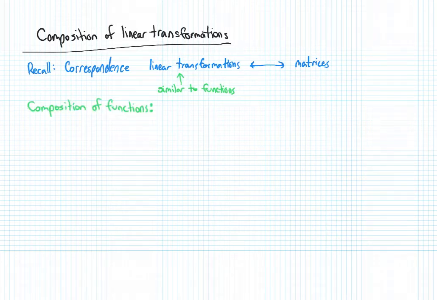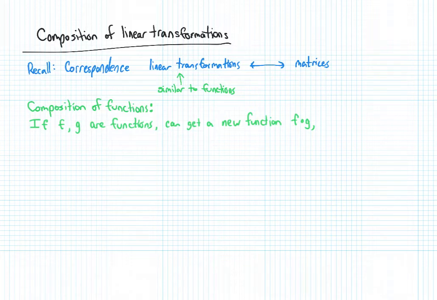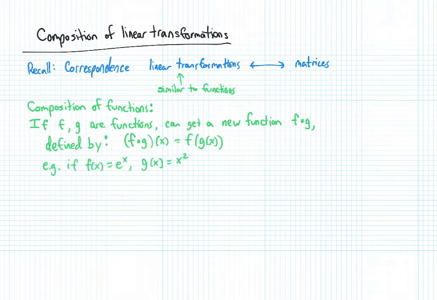So something you know about functions is that there's this interesting operation you can do with functions called composition. And the way that works is that if you have two functions f and g, you can get a new function, which is sometimes denoted like this with a little circle, f circle g. But the right way to say it out loud is just to say f composed with g. And this is defined by the formula that f composed with g of x is f of g of x, which means that you plug g of x into f. So for example, if f of x is e to the x and g of x is x squared, then when you plug g of x into f of x, you get e to the x squared. And so f composed with g of x is e to the x squared.